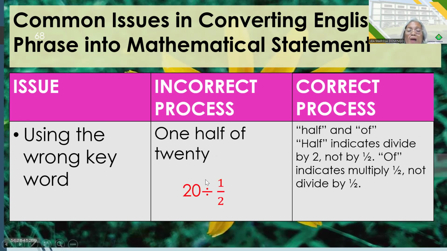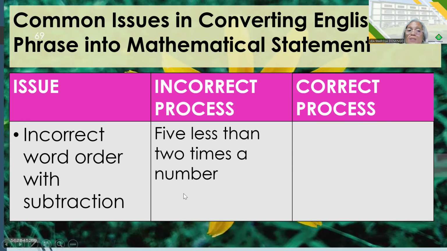So, the 1/2 of 20, normally we do 20 divided by 1/2. So, that is an incorrect process. The right process is 20 times 1/2.